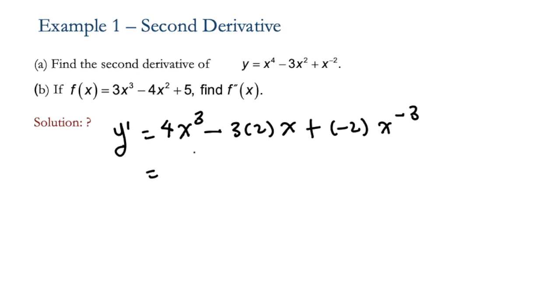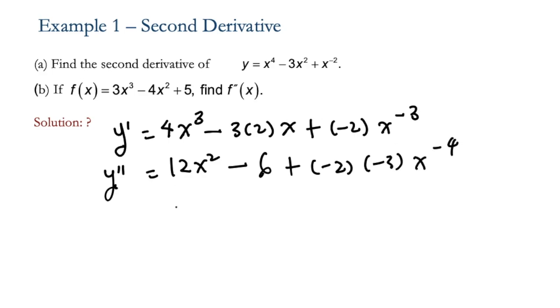So here, because I need to find the second derivative, I don't simplify it. I just differentiate it once again, so it becomes what? 4x cubed becomes 12x squared, minus this one, 3 times 2x, 6x becomes 6, isn't it? And then this one, minus 2, bring minus 3 here, minus 3x to the power of minus 4, isn't it? So you can simplify it now: 12x squared minus 6, plus 6x to the power of minus 4.